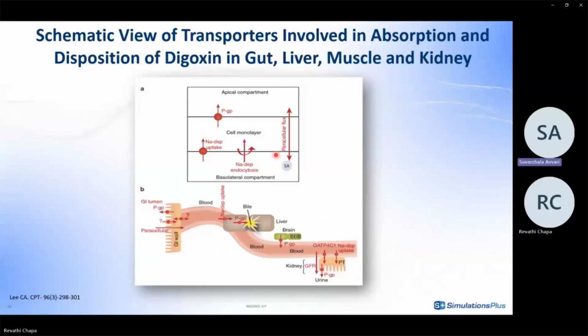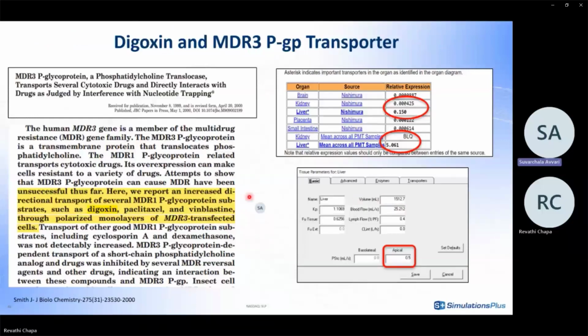So this slide summarizes all the transporter mediated processes that enable the absorption, distribution, and elimination of digoxin. Further survey into the literature, we found that digoxin is also a substrate for the MDR3 PGP protein, where the study conducted by Smith and group reported an increase in the bidirectional transport of several PGP substrates such as digoxin. But to start with, we don't have any in vitro data available like the Km or the Vmax values.